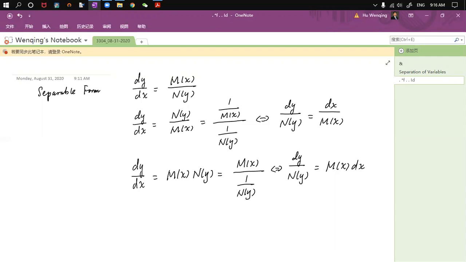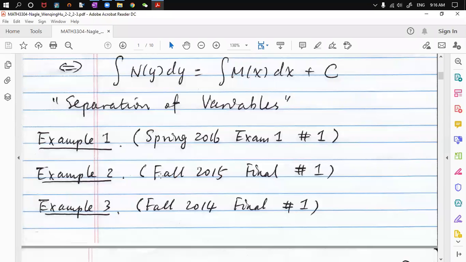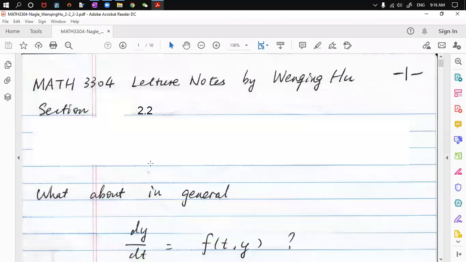Okay, so now with all this, we're going to talk about a few examples of solving differential equations using separation of variables.